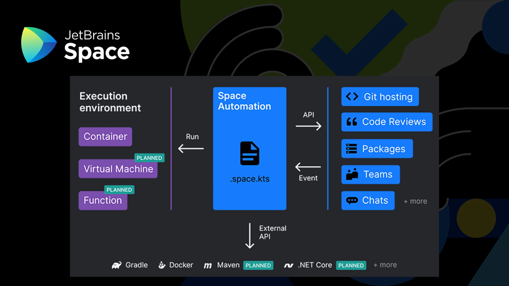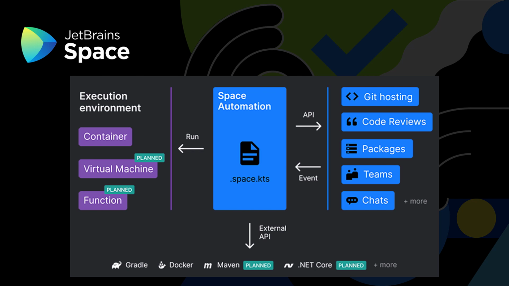Space automation is essentially configuration as code. In your repository, you will add a space.kts file, which you can see in the middle of this graphic. And that space.kts file is essentially instrumenting Space automation. It's instructing the jobs, and the steps in those jobs, that have to run.